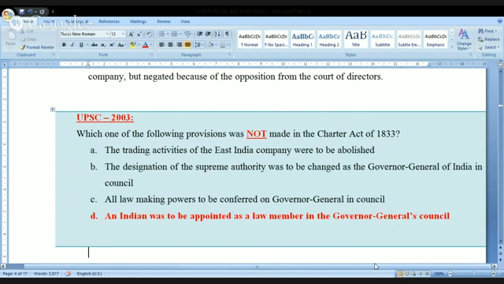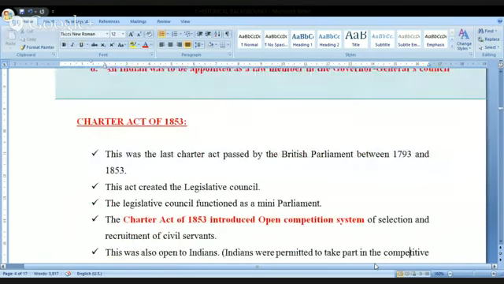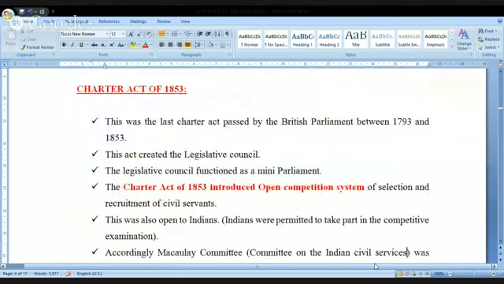And 1 to 3, that is A, B, C, are present in the 1833 Act. But when it comes to D, kindly read and understand. An Indian was to be appointed as a law member in the Governor General's Council is wrong. It was not mentioned in the Charter Act of 1833. Okay, am I clear? Now I'm moving forward. For a period of time, I will give you so many questions. You don't think about these questions now.